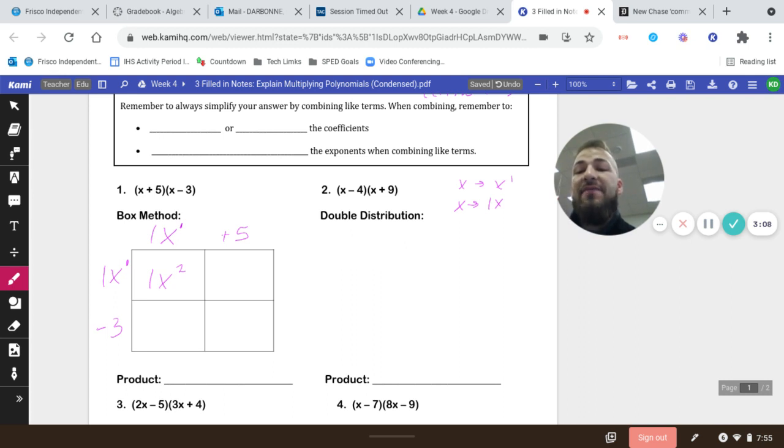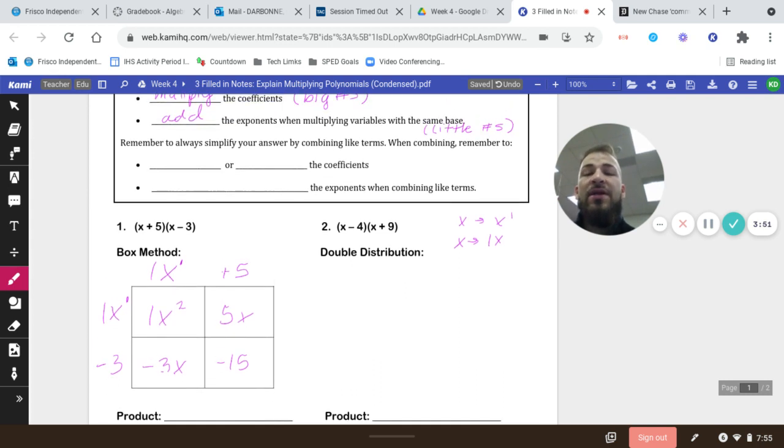Then x and 5: I multiply 1 and 5, so 1 times 5 is 5. But notice I don't have an x here with the 5 to add to the exponent of my x to the first, so I just stay with x. Then negative 3 times 1x, same thing. 1 times negative 3 is negative 3, and I don't have another x, so just x to the first. And then last but not least, negative 3 and 5, which is negative 15. There are no x's on either of them, so we just leave it like that. Okay, so that is the box method. I've multiplied everything I need to multiply.